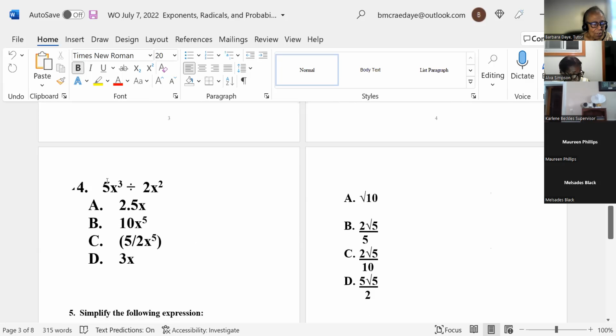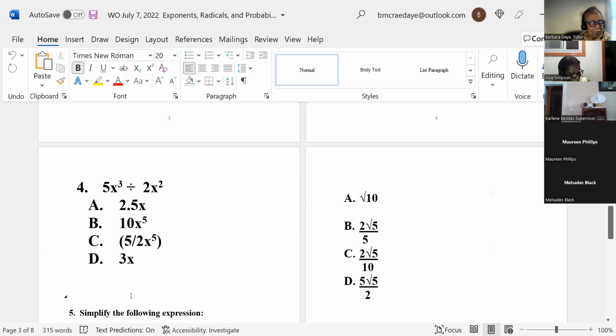So you divide 5x to the third by 2x to the second. You subtract the 2 from the 3 and you get 1, right? And then 5 over 2 is just 5 halves. That gives you x to the 1, or just x. When the power is 1, it's a default.